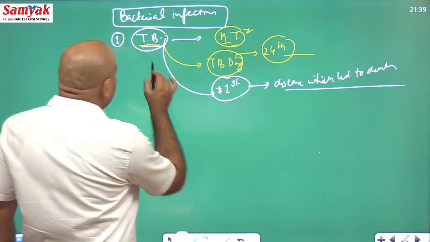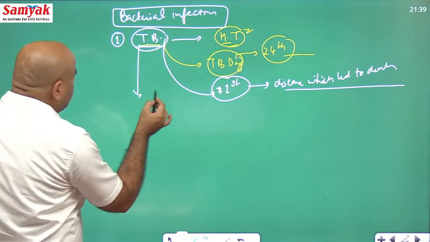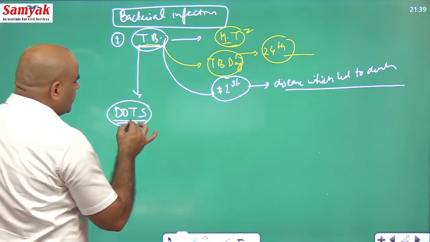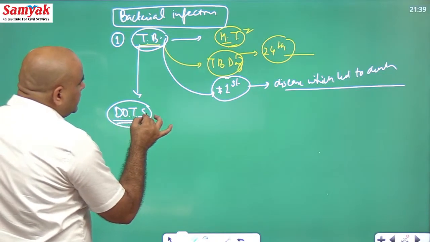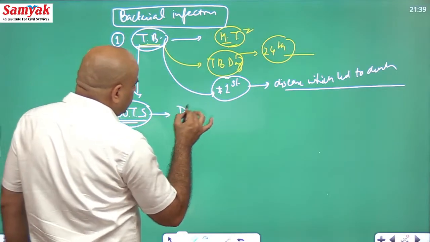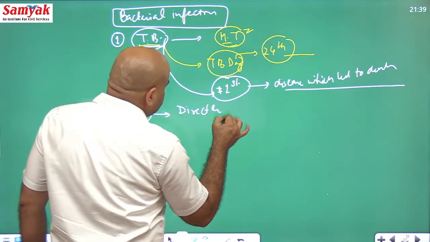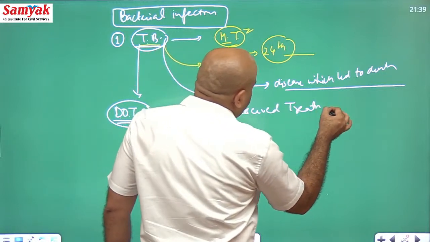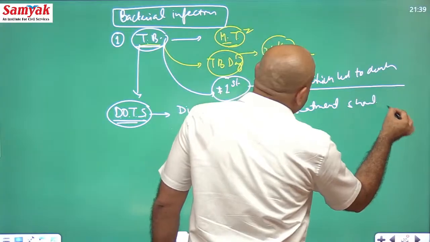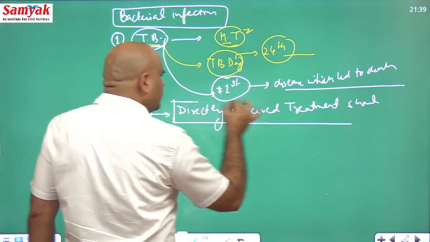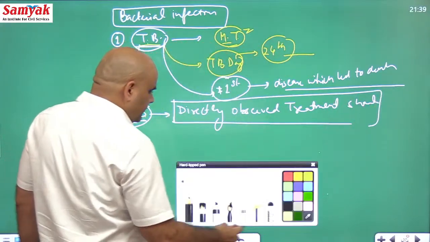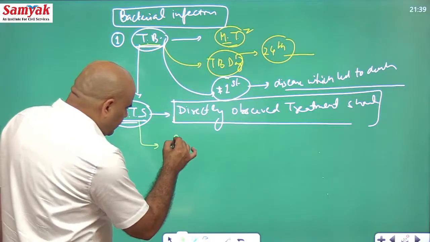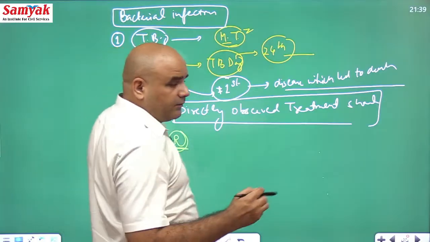Now, whenever you are studying TB, you have to understand the treatment system which is named DOTS. Directly Observed Treatment Short Course. Don't forget this full form. D for directly, O for observed, T for treatment, S for short course. Directly Observed Treatment Short Course. This is free of cost, available in India, and there are medicines. The main medicine is rifamycin or rifampicin.